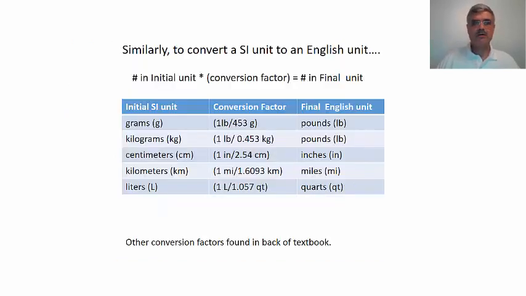And similarly, if you want to convert from an SI metric unit to an English unit, that is, if you want to convert grams to pounds, you would do the same kind of operation, except now the English unit would be in the numerator and the unit you wanted to rid yourself of, the metric unit, would be in the denominator. So if you wanted to convert 10 grams to pounds, you would multiply 10 grams by this identity ratio of 1 pound divided by 453 grams. And that would give you an answer in pounds. And likewise for all of the other conversion factors. And there are other conversion factors that you can find in the back of the textbook.